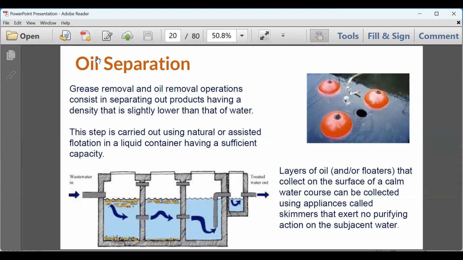If oil traps are not working, we have to go for oil skimmers.